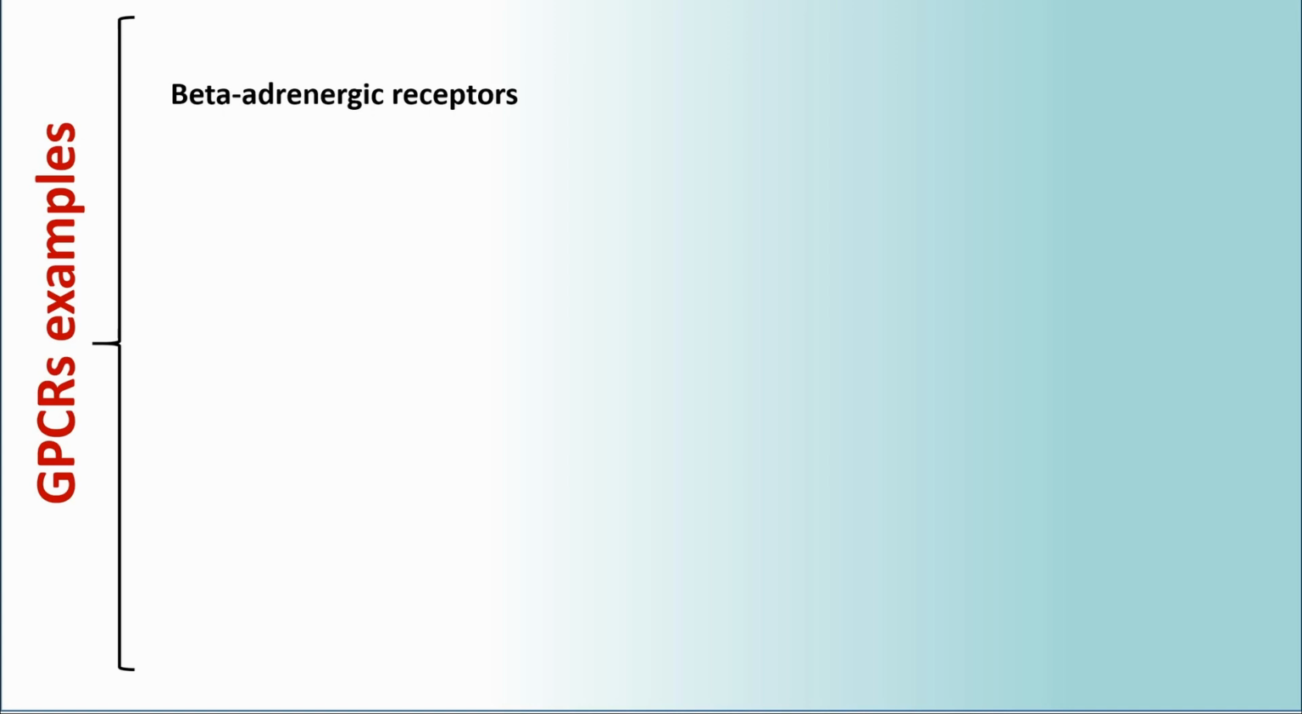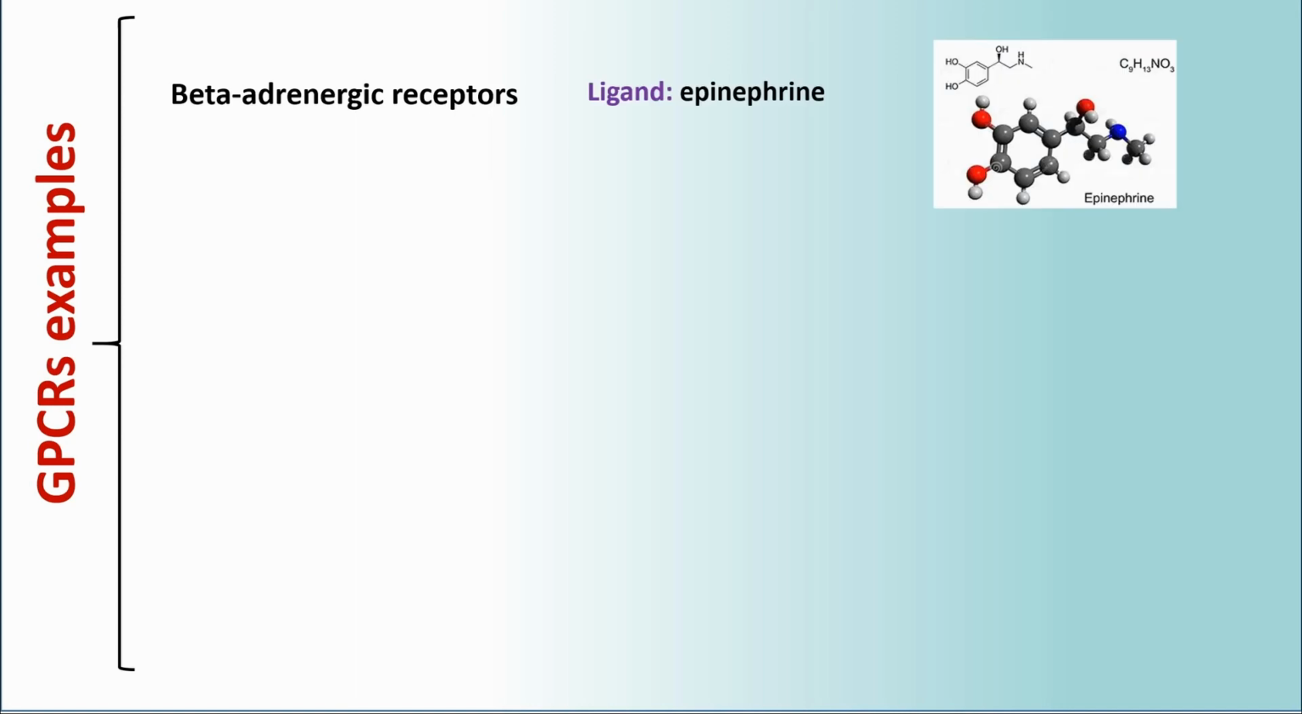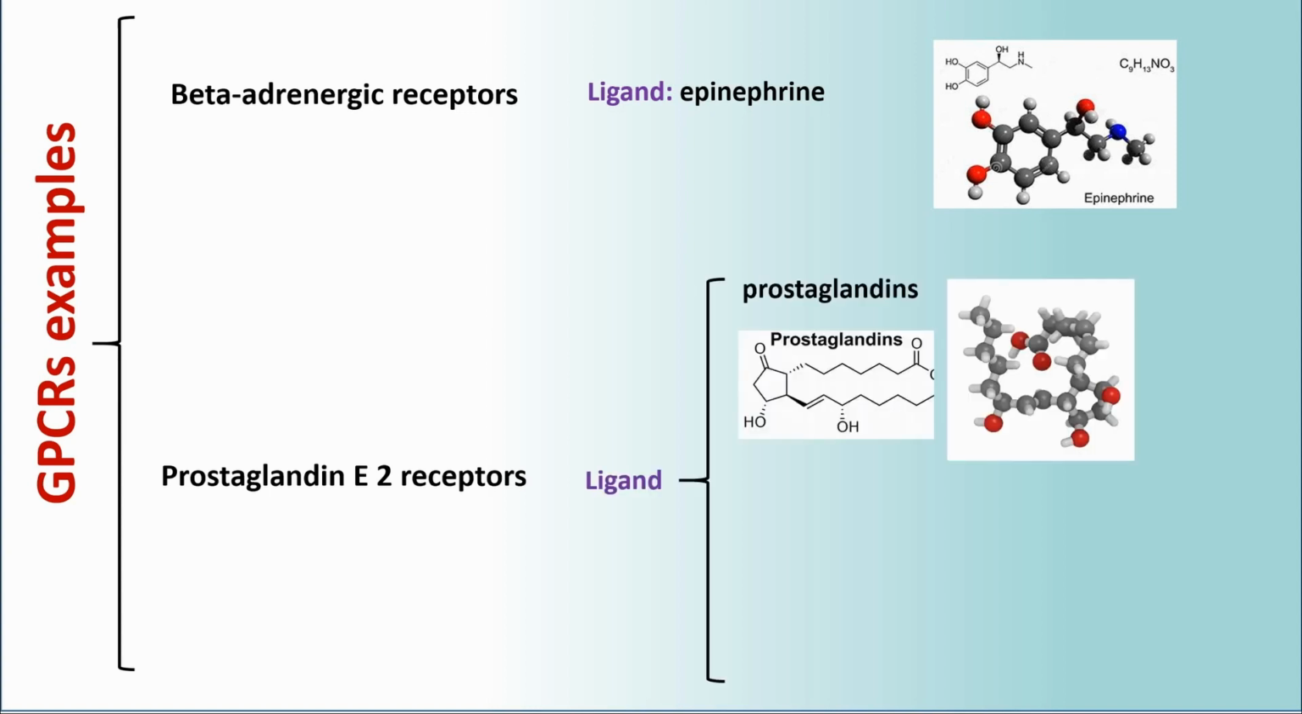GPCR examples. One example of GPCRs is beta-adrenergic receptors. Their ligand is epinephrine. Another example of GPCRs is prostaglandin E2 receptors. Their ligands are prostaglandins and rhodopsin.